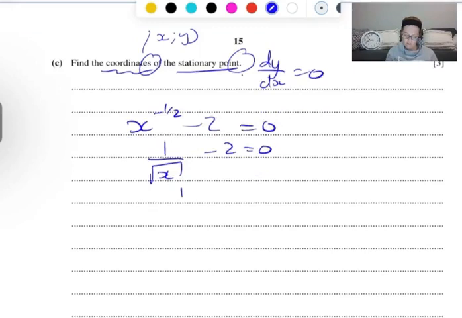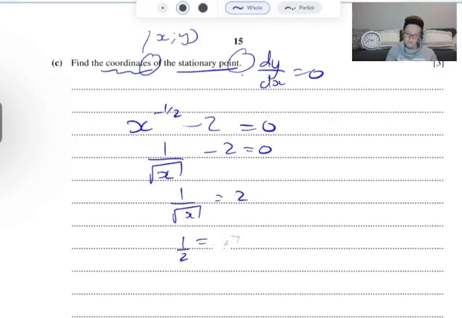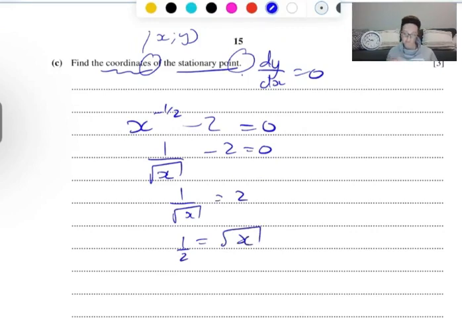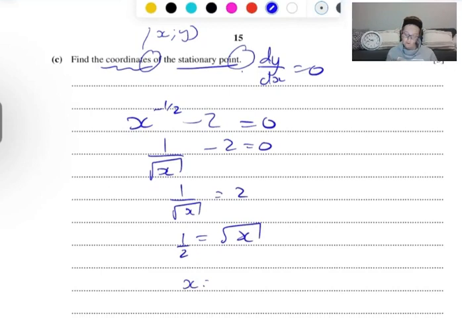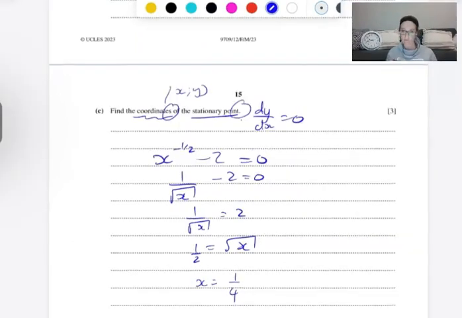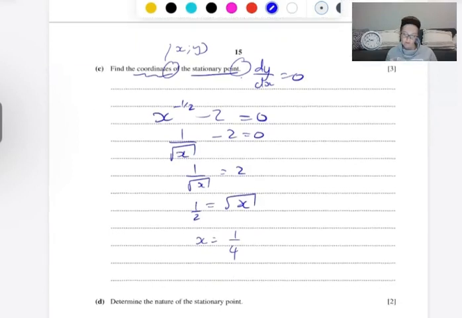Okay, so 1 over root x is equal to 2. 1 over 2 is equal to root x. So kind of swap sides there. And so if I squared both sides, it'll be 1 over 4. So my x coordinate is 1 over 4.